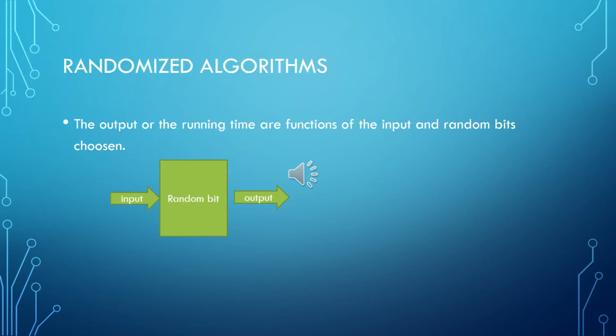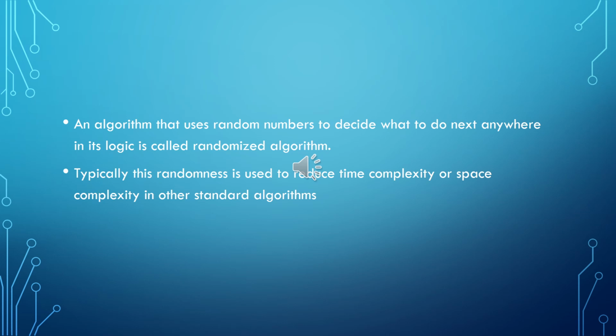Randomized algorithms. In randomized algorithms, the output or the running time are functions of the input and the random bits chosen. A randomized algorithm is an algorithm that uses random numbers to decide what to do next anywhere in its logic, and this randomness is used to reduce the time complexity or space complexity in other standard algorithms.